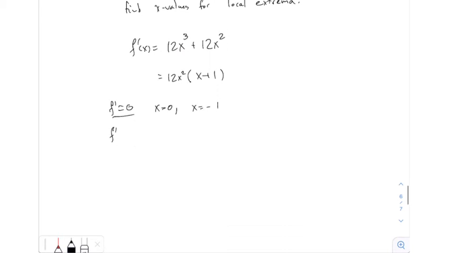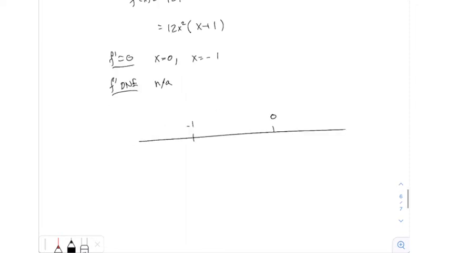F prime does not exist, we don't really need to worry about, because there are no denominators to check or anything like that. So 0 and negative 1 are the only points that need to go on your chart. I'll put them on here. These are my x values. This is my f prime of x, which will be 0 at those 2 points. And then I choose values in between to plug in.